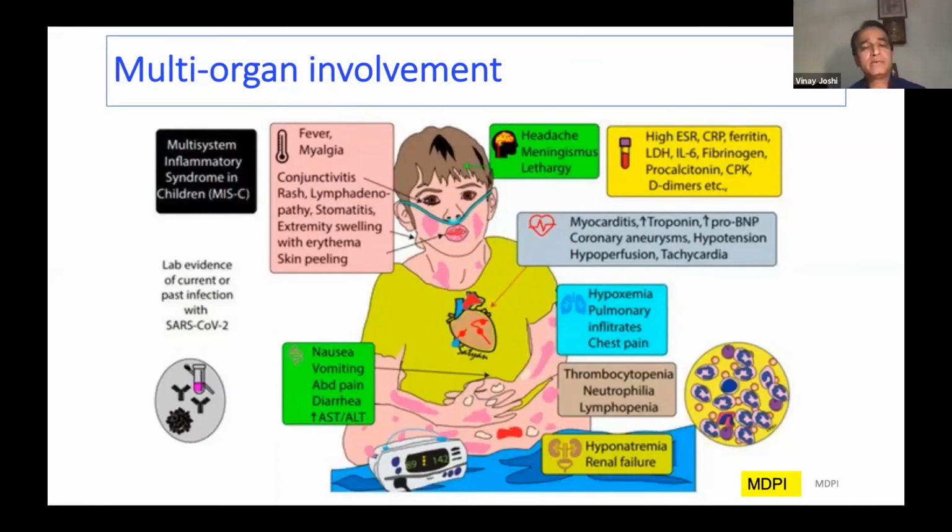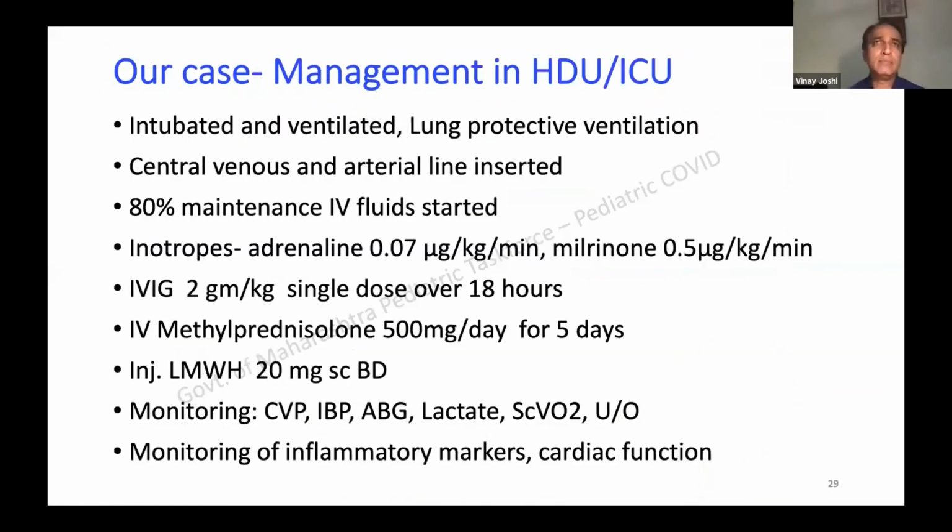Now, coming back to our case, the child has hypotensive shock, cardiac origin, MIS-C, due to MIS-C KD type. So this child was intubated and ventilated because the child was in shock. And we discussed lung protective ventilation, which is very, very important. Low tidal volume ventilation, that is 4 to 6 per kilo. You need to restrict your mean airway pressure to less than 28.